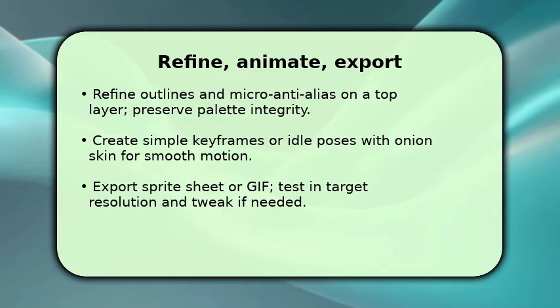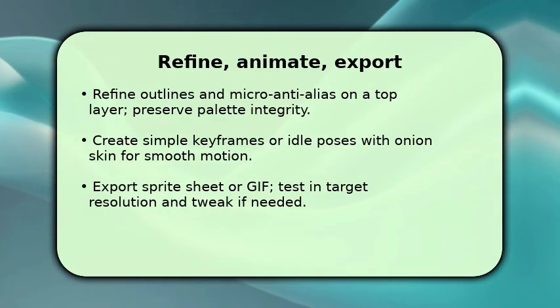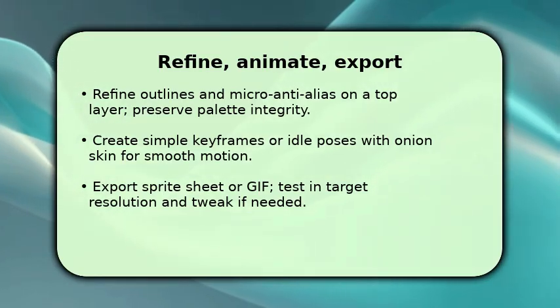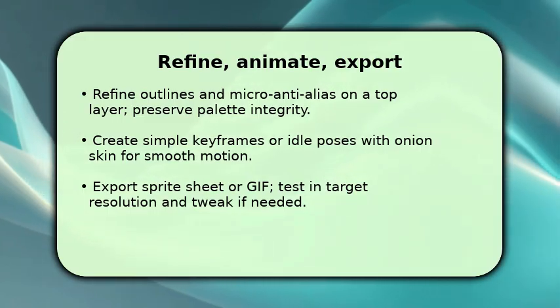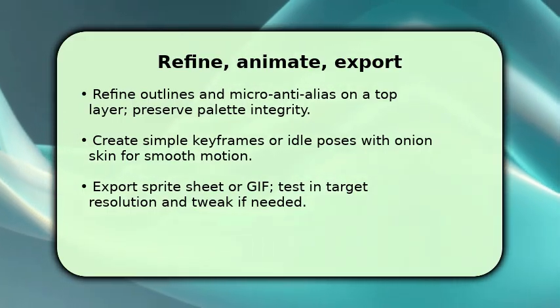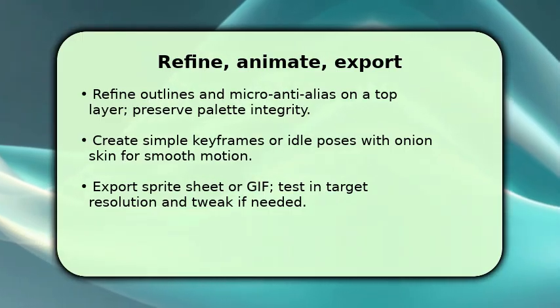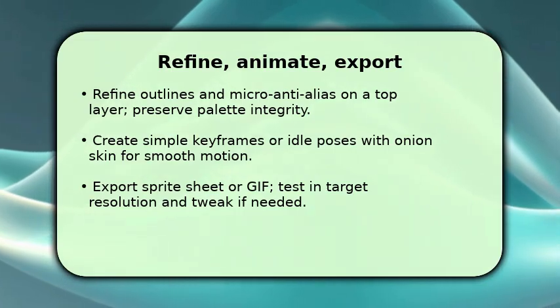Next, set up keyframes for basic motion, walk or idle, using onion skin and timing adjustments to test weight and follow-through. This helps the design stay coherent in motion. When satisfied, export as indexed PNG or sprite sheet with your palette preserved, then preview in the target game resolution. If edges look noisy, reduce colors or rework anti-aliasing.